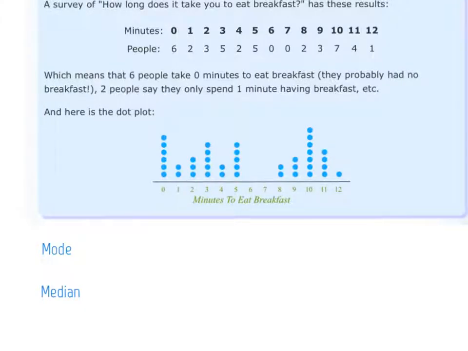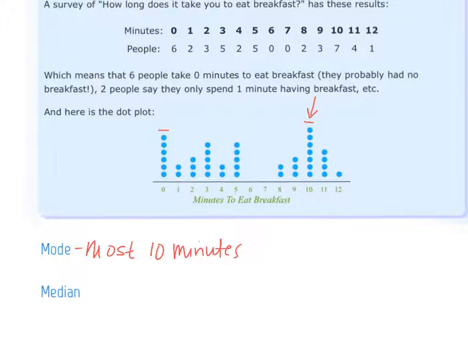To find the mode in a dot plot, you have to remember that mode means the most. And in a dot plot, it means which one has the highest peak. And when you look at the 2 tall columns here of dots, you can tell that 10 minutes is the higher peak than 0 minutes. And so the mode in this dot plot would be 10 minutes.